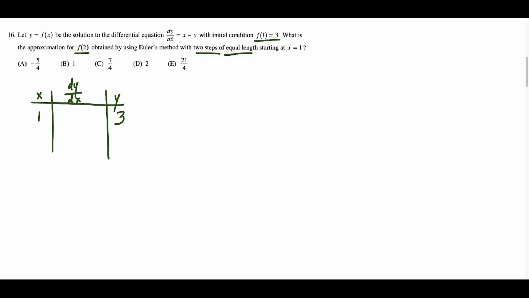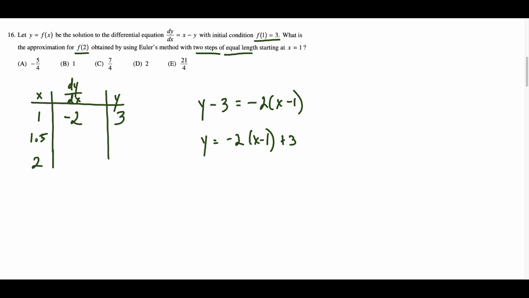And when we plug this into our derivative, 1 minus 3 is going to give us a slope or a derivative of negative 2. And then what we do here is we write this equation of a line. We would have y minus 3 equals negative 2 times x minus 1. And if I solve this, I'm going to get negative 2 times x minus 1 plus 3. But we're doing two steps of equal length. So if we're taking two steps of equal length to get to x equals 2, that means we're going to count by 1/2. So if I do 1 plus a half, that gets me here, and 1 1/2 plus a half gets me here. But we use this tangent line from this row to approximate the next one.